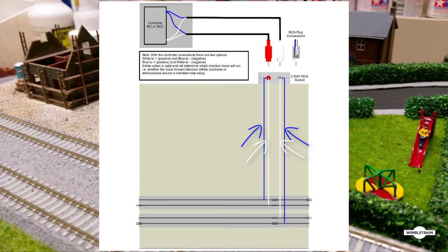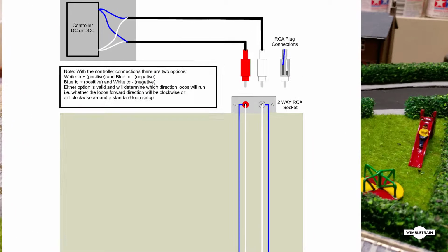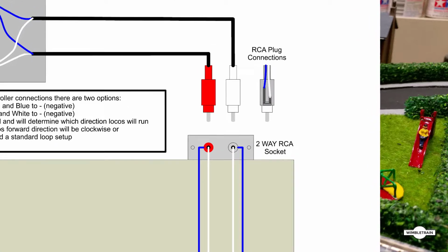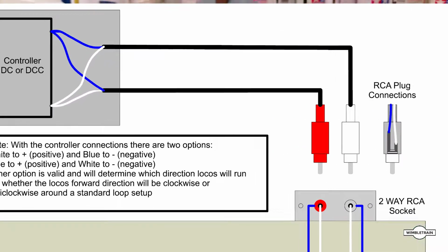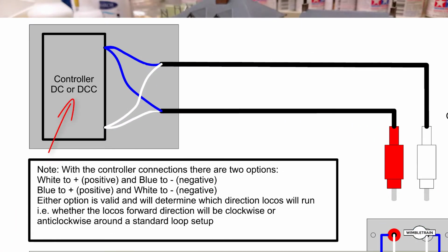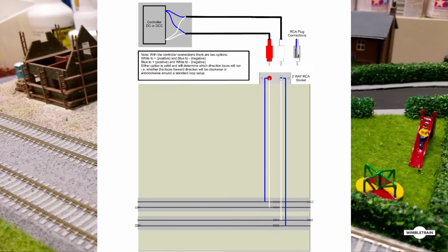In the T Trak module they use RCA connectors on the back. I'll show you that in a minute on how I've wired up my actual module, so it'll be a bit clearer. That's bolted to the back of the module, and then into that we plug our RCA plugs and they'll run off to our controller, whether it be DC or DCC controller. So that's the basic wiring diagram that we're going to use.